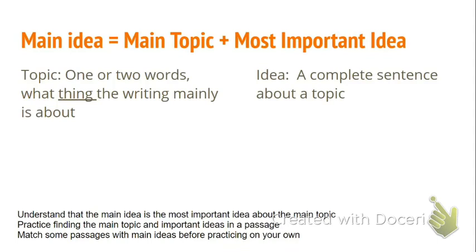And what's an idea? We've talked about these things in class before, but we haven't necessarily defined them, so let's talk about it. A topic is usually one or two words, sometimes a few more than that, but it's one thing, one object, one person, one place that the writing is mainly about. Okay, it's one thing. The idea comes next, and it's like a sentence about the topic. Okay? Now that was very abstract, so let's look at some examples.